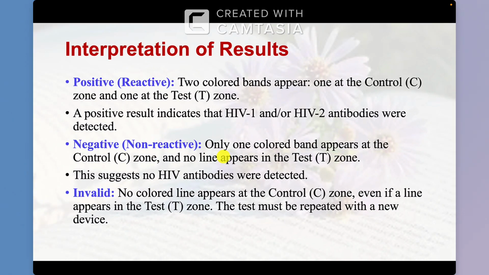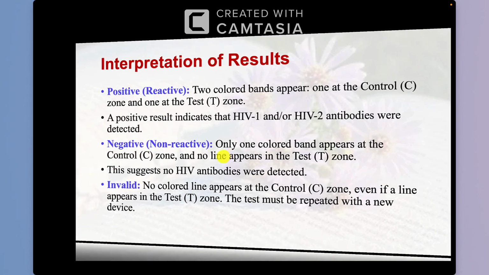In the positive, two colored bands appear, one in C, control, and the other in T. A positive result indicates HIV-1 or HIV-2. Negative has only one colored band, which is C, the control. If there is a band just in T without a C band, it is invalid, and we have to repeat this.